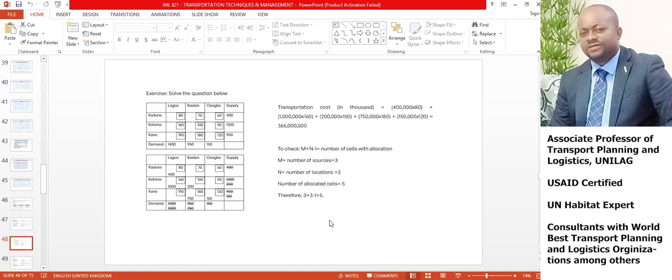So 3 plus 3 is 6. Minus 1 will give us 5. So it is this 5 that is telling us that for us to know that all the allocations are correct, the allocation must be m plus n minus 1. So we now went to count whether what we have allocated is correct. 1, 2, 3, 4, 5. That means the 5 that we have here is equal to the 5 that we allocated for cells.